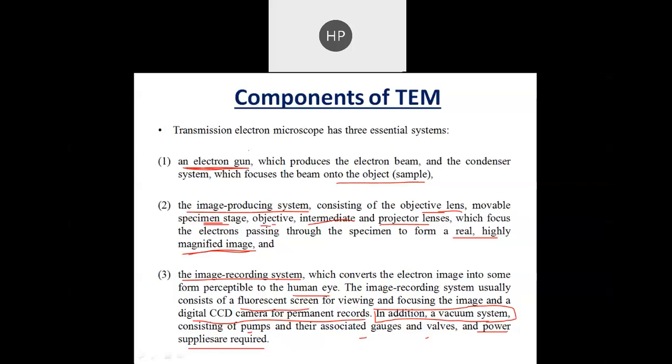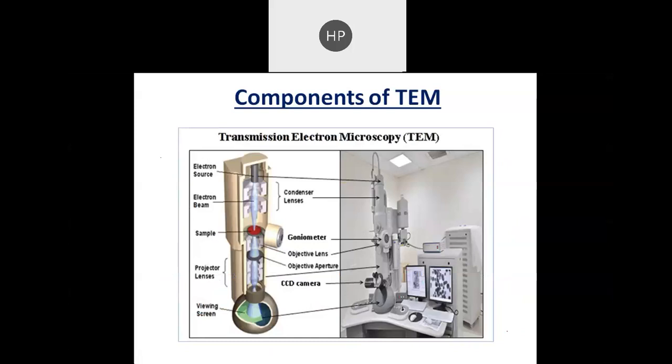Electron gun, second the image producing system, third the image recording system. And with that, we require a vacuum system, and in that vacuum system we have a vacuum pump, gauges, valves, power supplies, all that. So these are the components of the TEM. Now, this is the diagram of a transmission electron microscope. Here you can see the real image of this transmission electron microscope, and this is the cut sectional view of it.